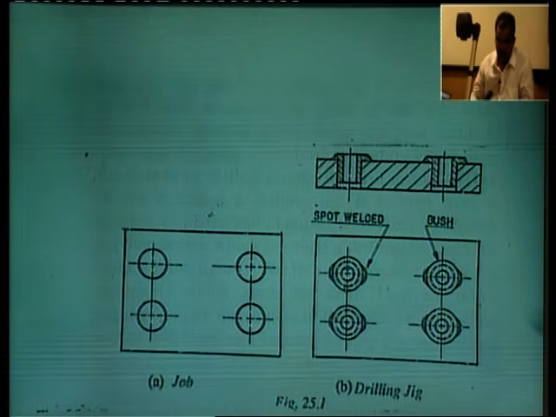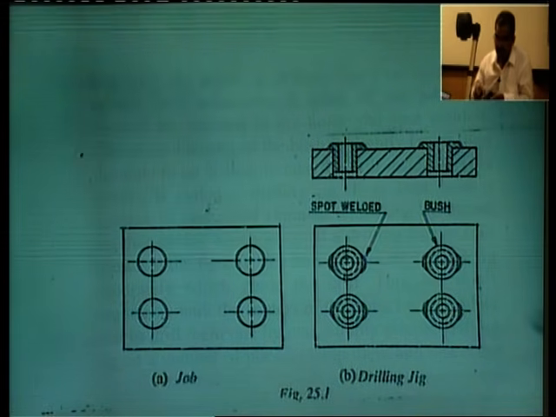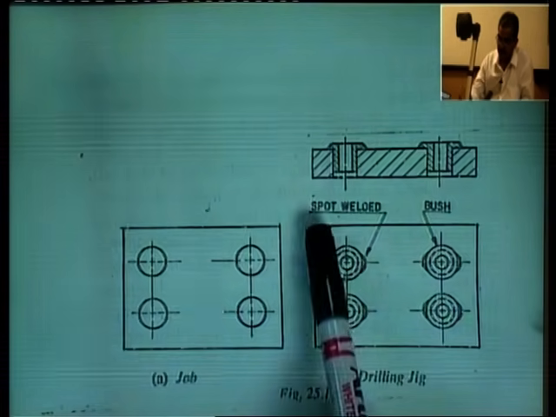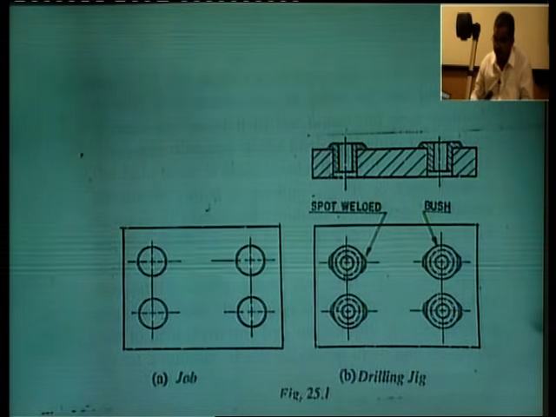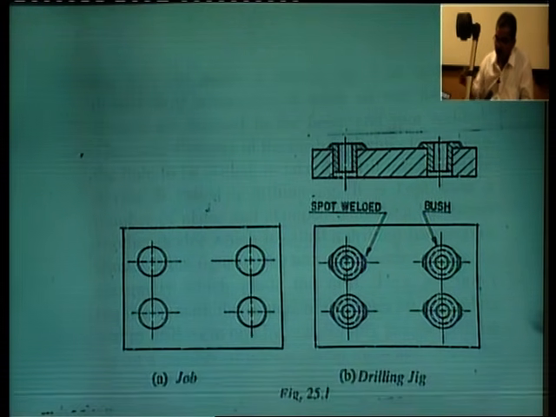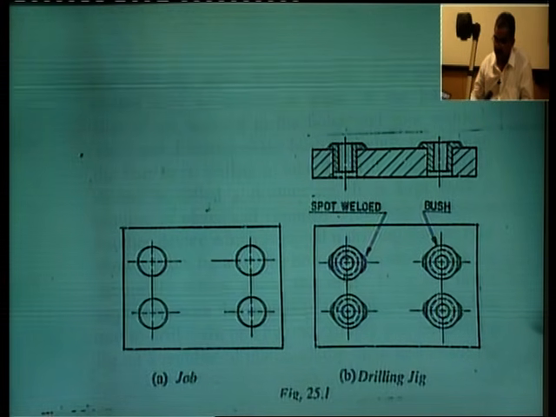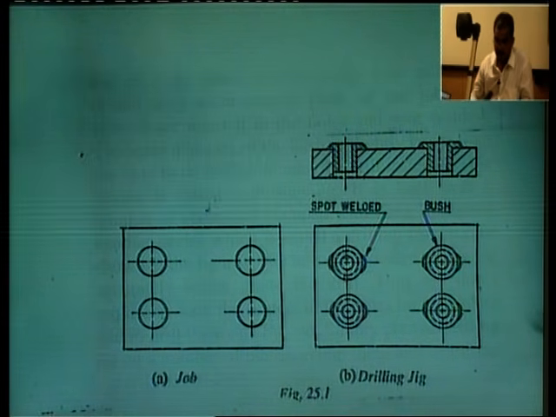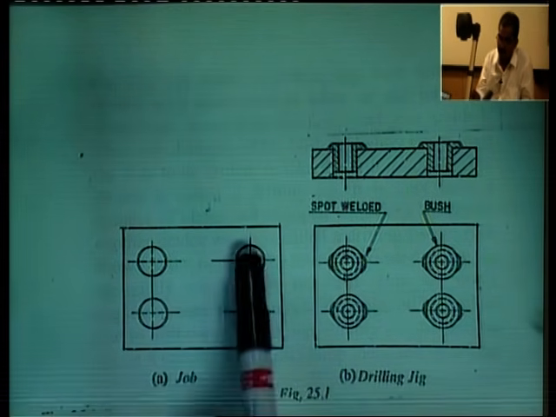Now, you can see on the monitor this is the workpiece where we want 4 holes to be drilled. Then we have a plate. At the top, a section view is shown. 4 holes are drilled on a plate, and drill bushes are inserted in these holes. The inner diameter of the bushes is slightly more than the holes required to be drilled in the plate.